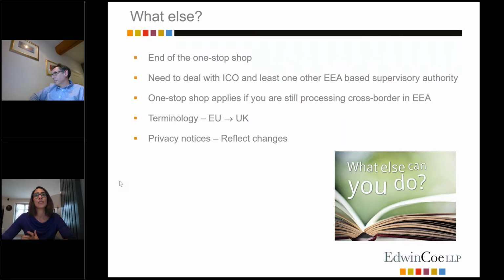Regarding terminology, you should check your existing documentation for references to the EU GDPR and/or Union law, and update any outdated terminology to reflect the UK GDPR. Finally, you should ensure that your privacy policy reflects any changes in your processing. For example, you may need to update your privacy policy to deal with existing transfers that will become restricted transfers at the end of the transition period. Or you may need to update your privacy policy to identify an EU or UK representative that you have appointed.